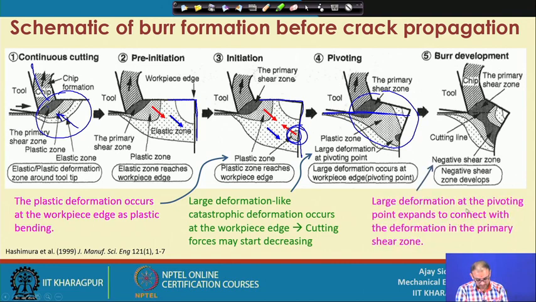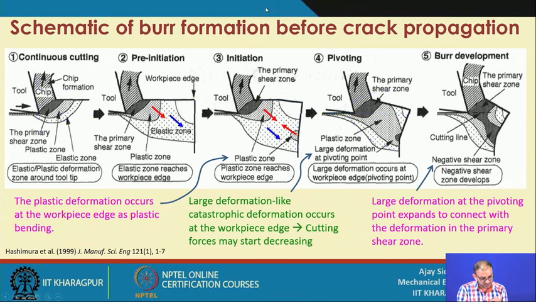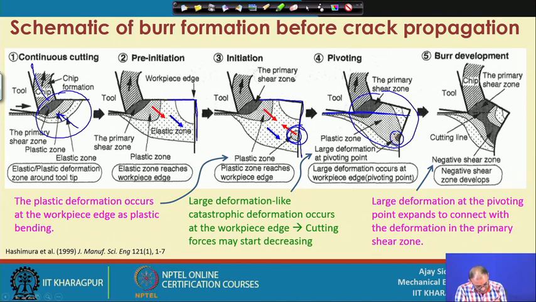Now, large plastic deformation at the pivoting point expands to contact with the deformation in the primary shear zone. So now whatever this particular zone is, it will try to connect with this particular part, because now you are getting one additional deformation here and this is also deformation. So your tool continues in this direction, this direction, this direction. At that time your shear plane angle also moves ahead of the tool.